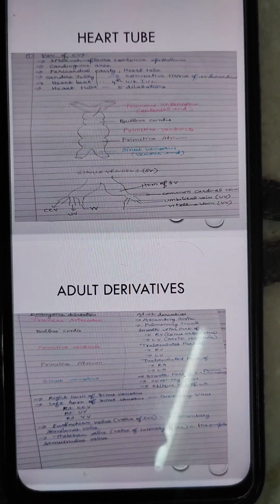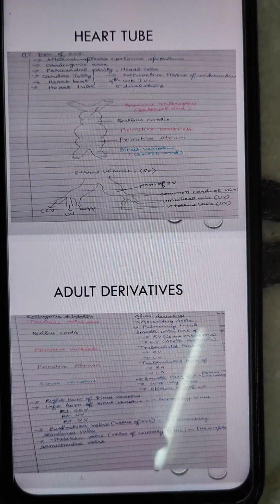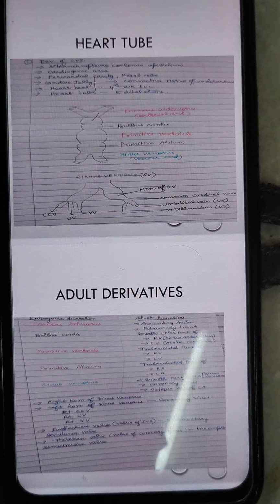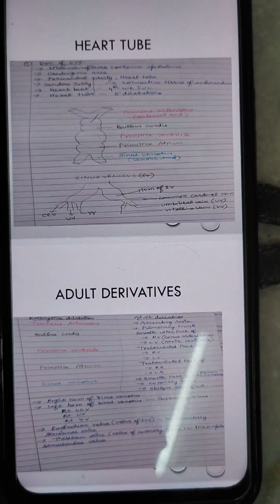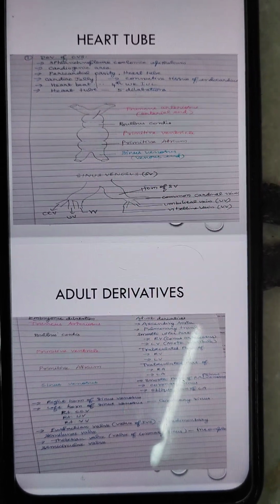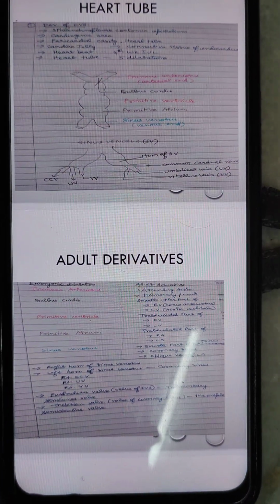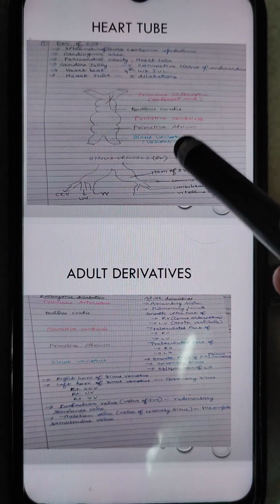Now coming to the cardiac jelly, this cardiac jelly is nothing but the gelatinous substance secreted by our myocardium. So this goes and accumulates in the endocardial cushions, giving rise to or transforming into our connective tissue of the endocardium. The heartbeat is usually heard in the 4th week of intrauterine life, and this heart tube has 5 dilations. This is the main thing here.